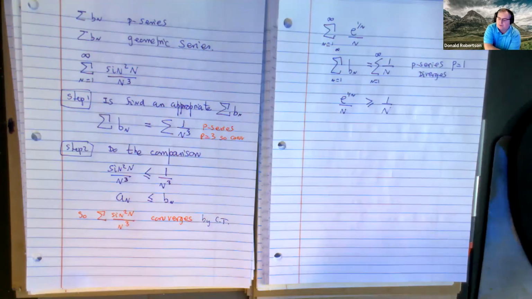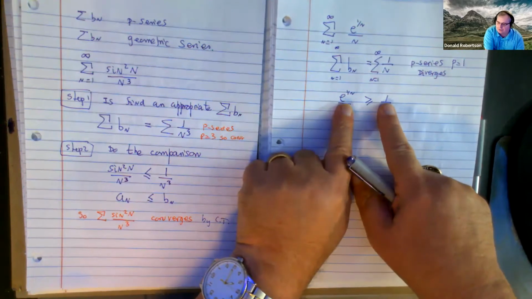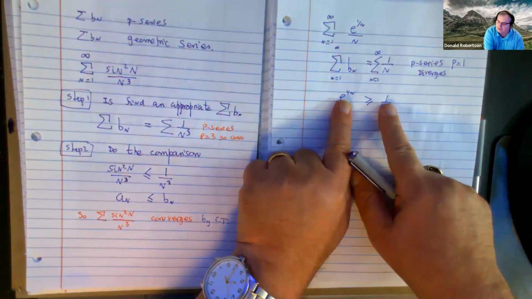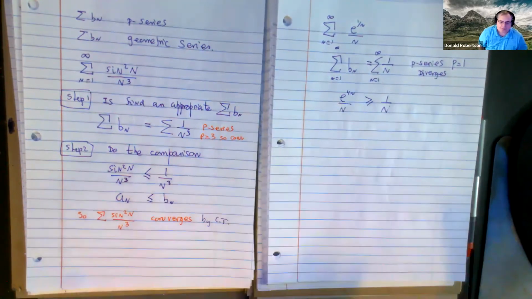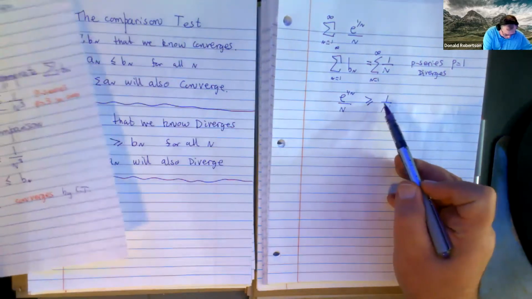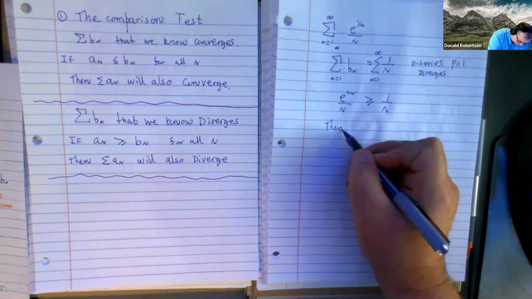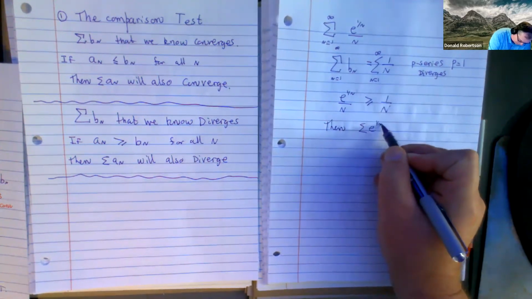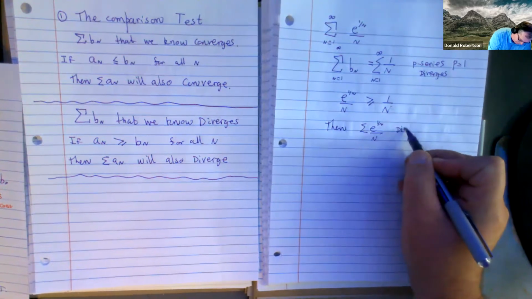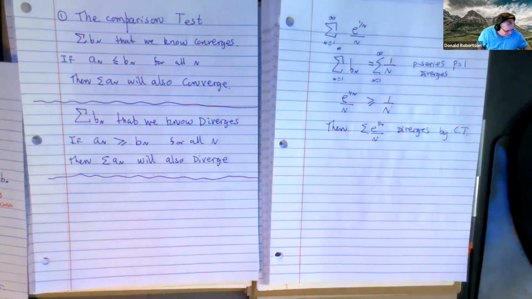Isn't e to the power of 1 over n greater than or equal to 1 over n? Right, the bottoms are the same. And can you just trust me that if you plug in 1, 2, 3, 42, this guy is a little bit bigger than 1 every single time. So if your guy is bigger than someone that diverges, then you diverge, by the comparison test.